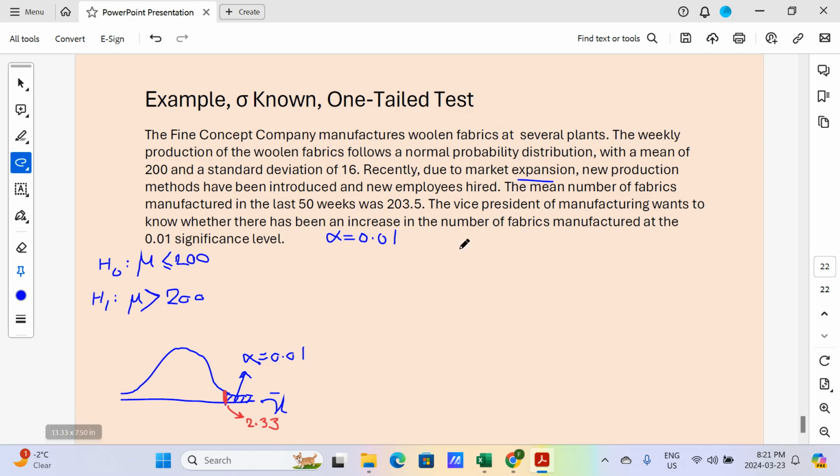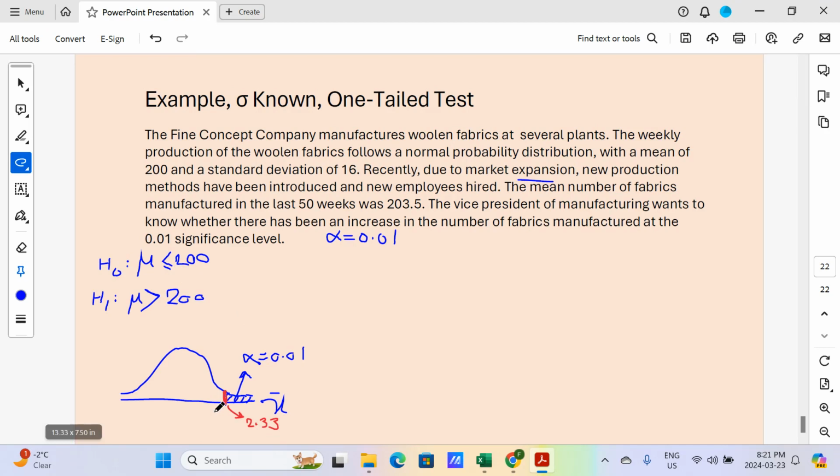Now the next step is to find the Z value of X bar. If the Z value of X bar falls in the tail, in the rejection region, I'm going to reject H0. When we reject H0, it means there is an increase in the number of fabrics, because when we reject H0, it means mu is more than 200. So it means there is an increase in the number of fabrics.